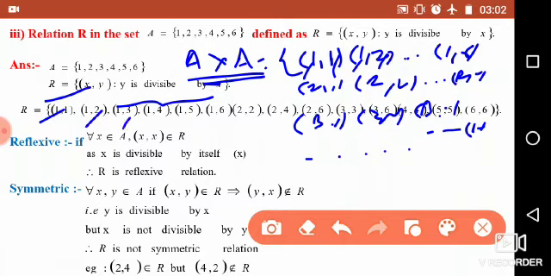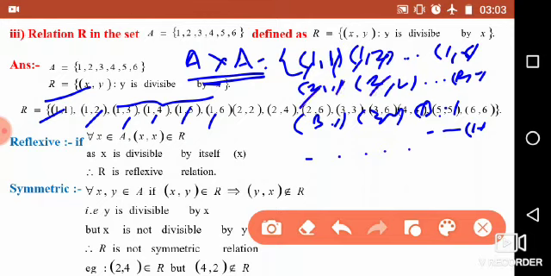(1,1), (1,2), (1,3), (1,4), (1,5), (1,6) means the first element divides the second element, or the second element is divisible by the first element. Therefore 1 divides every number, so (1,1), (1,2), (1,3), (1,4), (1,5), (1,6) are members of the relation. Likewise, 2 doesn't divide 1, therefore it is not a member of the relation.